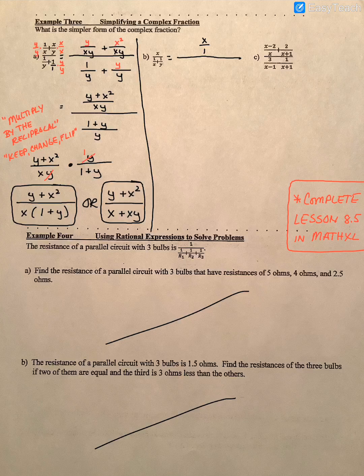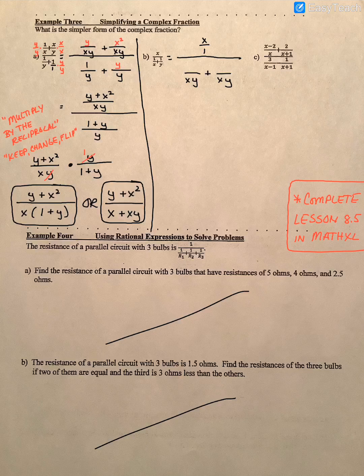My denominator, I have denominators of x and y. What is the common denominator if I have denominators of x and y? There's nothing common, so you multiply them together. So x times y gives us a common denominator of xy.